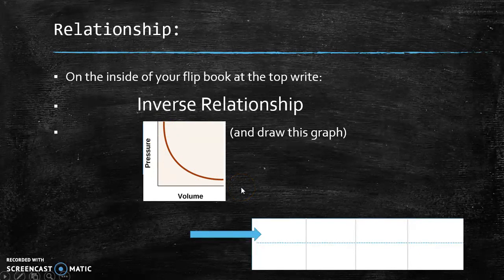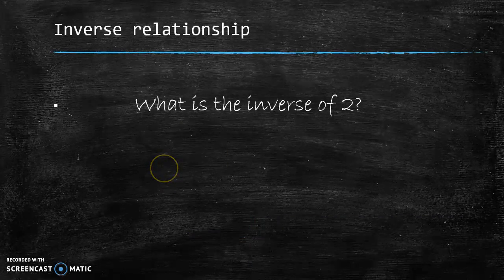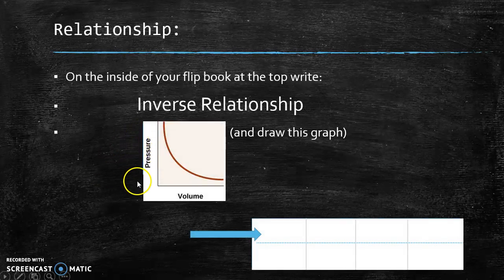So what I'd like you to do right now, you have your flip book for the different laws. I want you to put in that flip book, at the top part under your Boyle's law, put inverse relationship and draw a graph like that. So the graph is showing you that as volume increases, pressure goes down. So that's your inverse relationship.